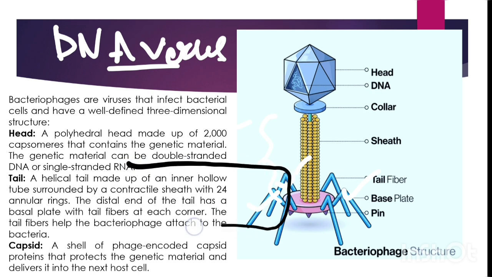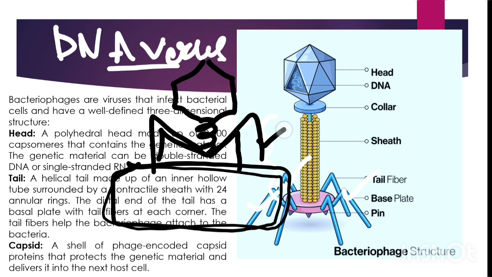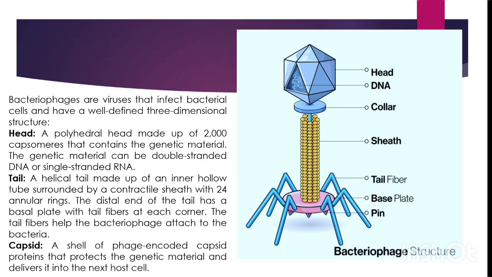Suppose this is the bacterial cell; the bacteriophage attaches to the bacteria with the help of these tail fibers. Then the capsid, the coat of the phage, contains encoded capsid protein that protects the genetic material and delivers it into the next host cell. So this is the structure of a DNA virus, that is, bacteriophage.